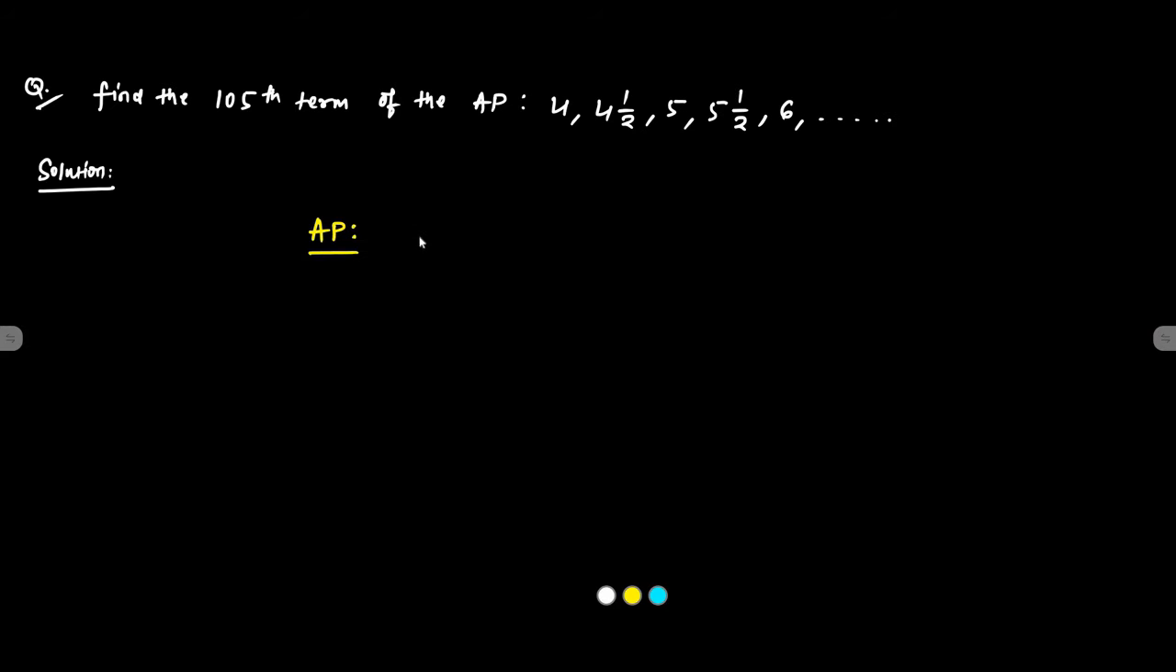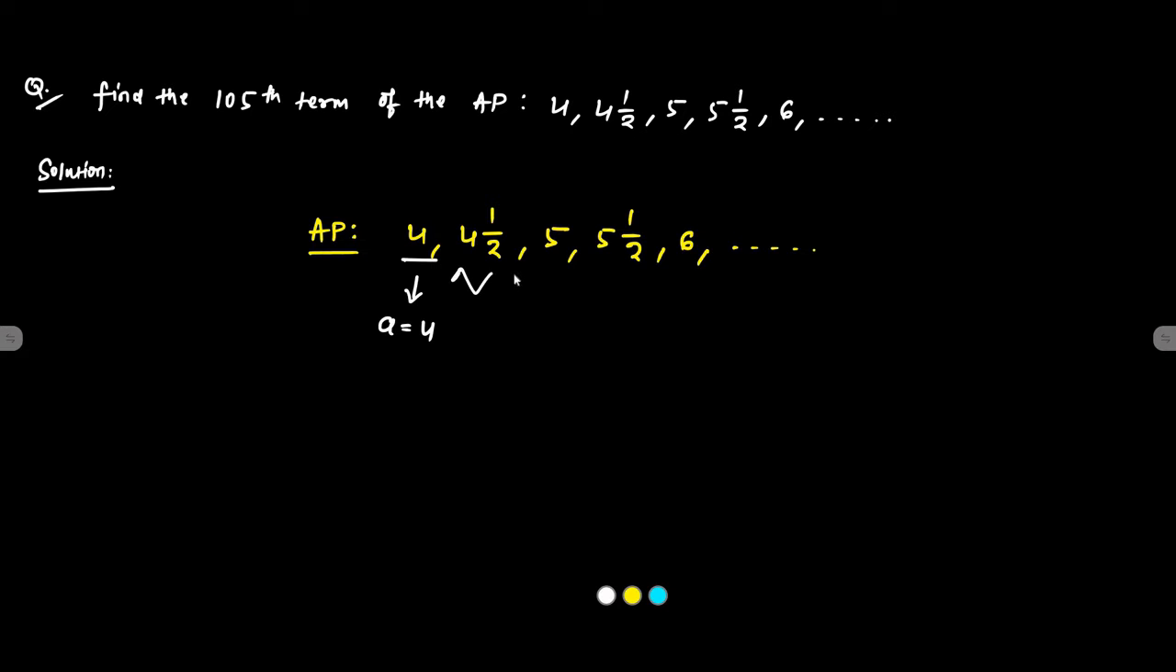So we have 4, 4.5, 5, 5.5, 6 and so on. To find any particular term using the nth term formula of AP, there are two things which are very important. First, the first term. In this case it is equal to 4.